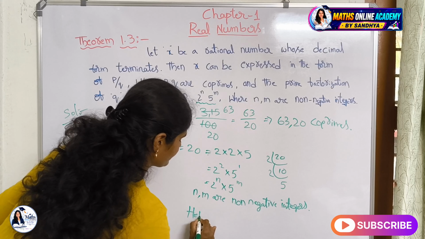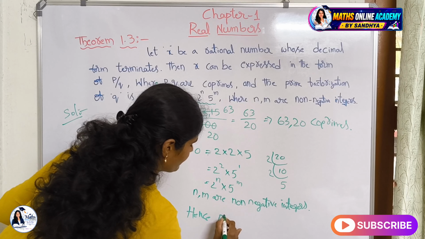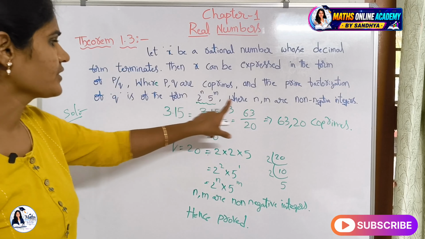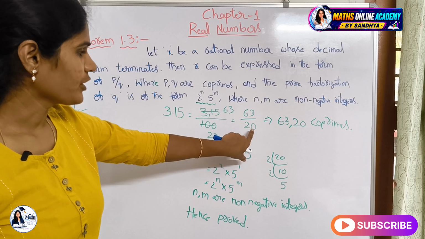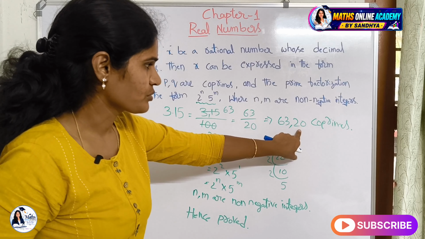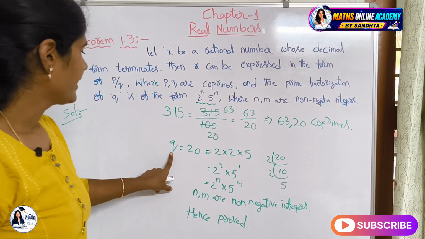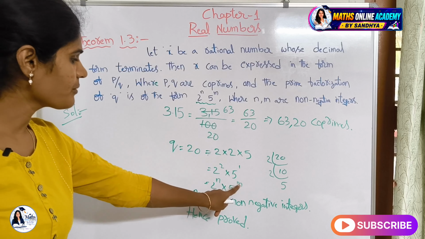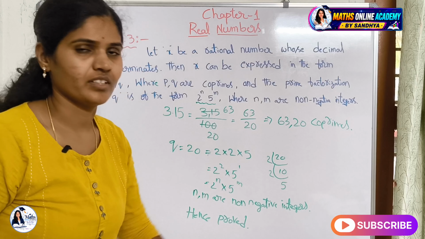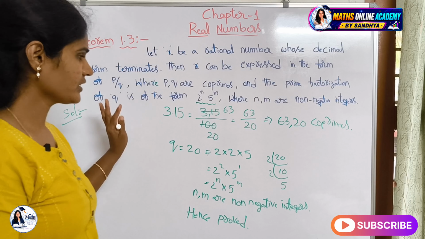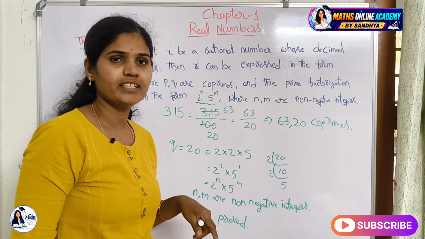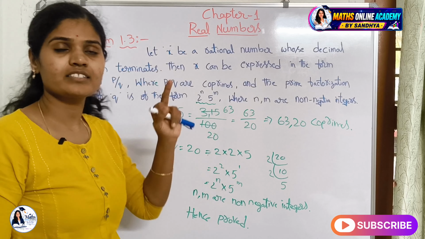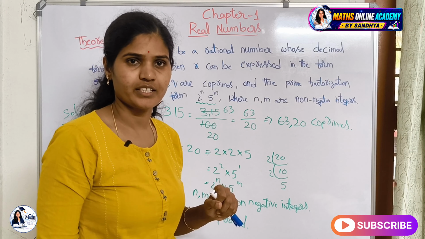Hence proved. So here everything is proved. This is in the form of p by q and q is not equal to 0. These two are co-primes and q is in the form of 2 power n, 5 power m. And n comma m are non-negative integers. Okay. So in the next class we discuss the 1.4 theorem.